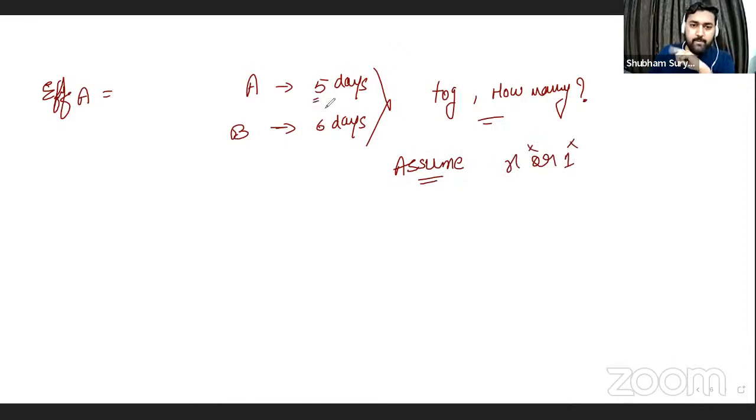Look at the days. We have been given that A can do it in 5 days, B can do it in 6 days. So assume the work to be something which is a multiple of both 5 and 6.